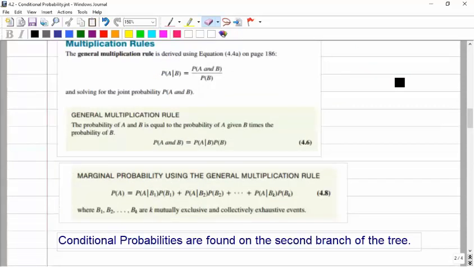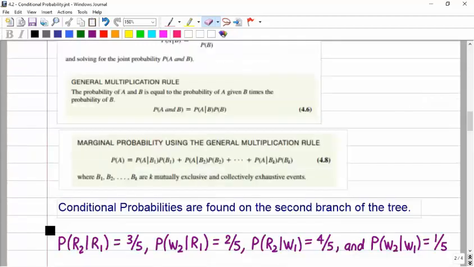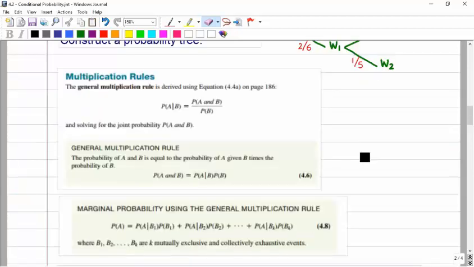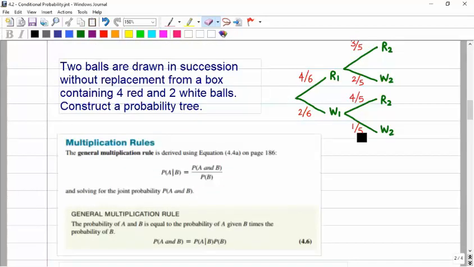So these are all, as I mentioned, conditional probabilities, which I'll list right here. Red 2 given red 1. So that 3/5 number is red 2 given red 1. This one, 2/5, is white 2 given red 1. Down here, 4/5 is red 2 given white 1. And the last one's white 2 given white 1. And there I just listed all 4 of them out. So if you look at this later and go, where'd those come from? Go look at here and then go back and look up at the tree. And there you'll find it.